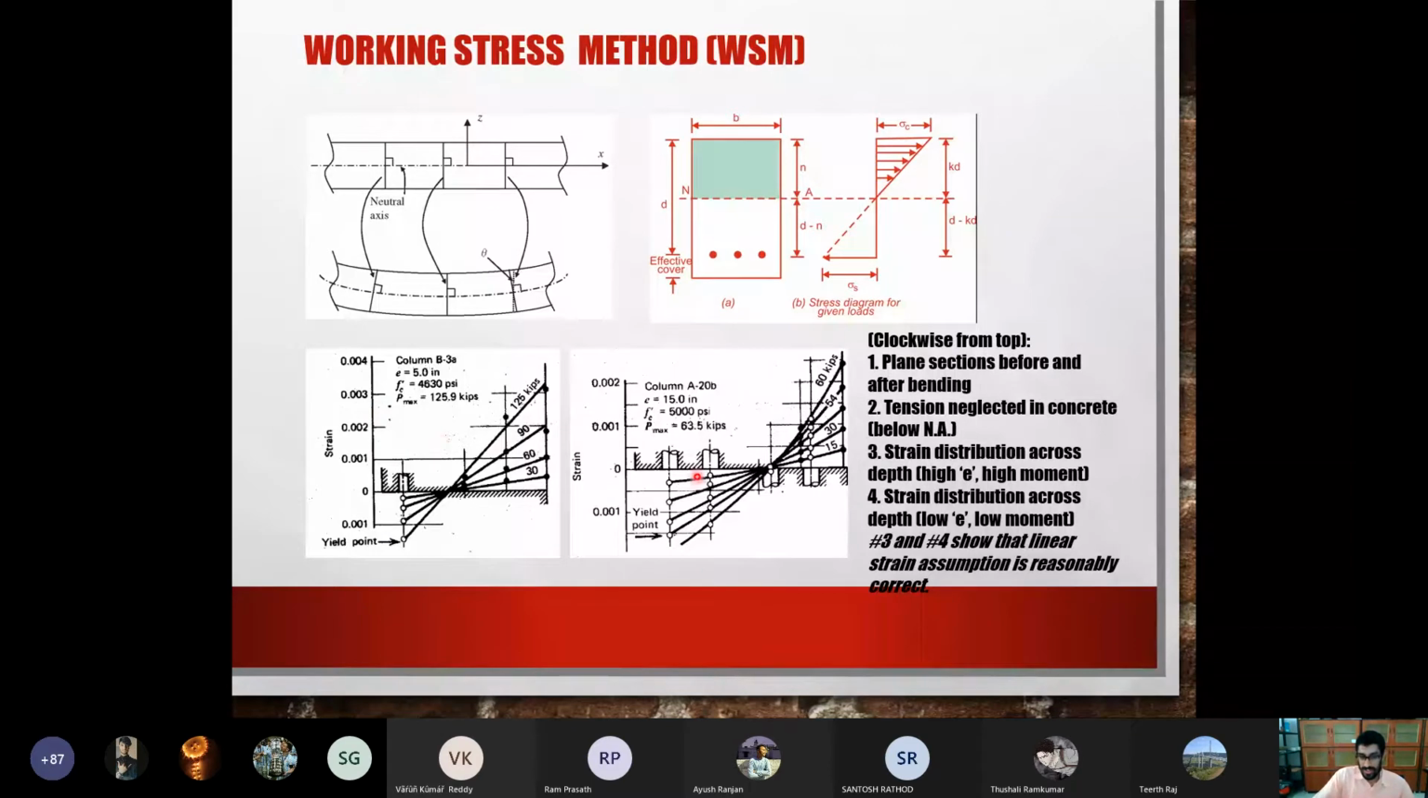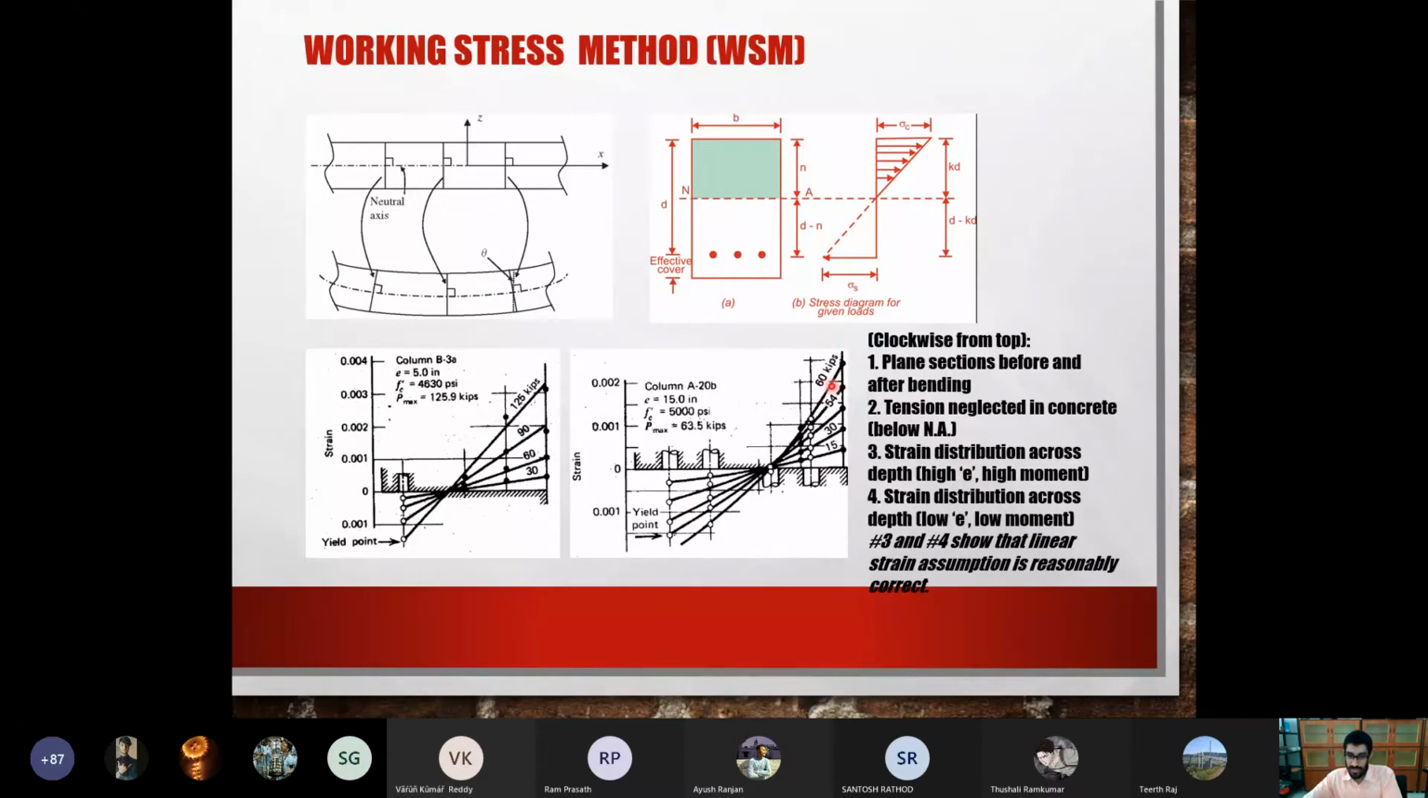So this is if you have a low eccentricity. Low eccentricity means that if you are applying load right through the middle, it is known as concentric. If it is not through the axis, if it is a little bit away from the axis, it is known as eccentric. Eccentricity causes moments. Anyway, those are all side details. Don't bother about it too much.